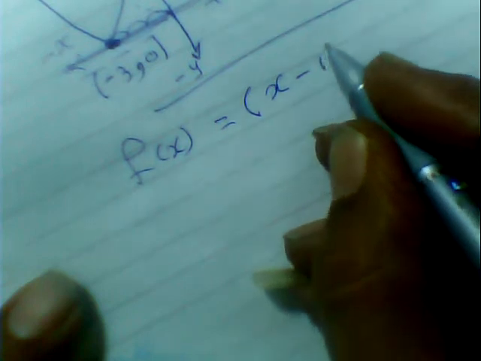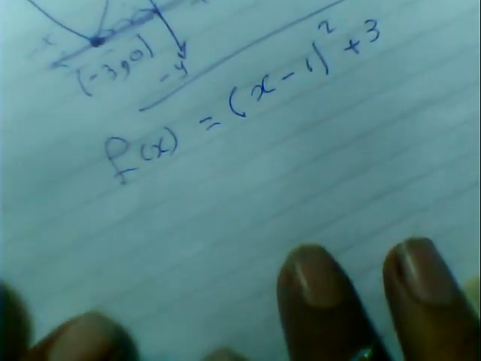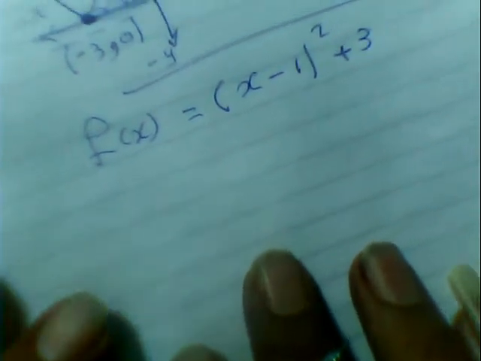f of x equals x minus 1 squared plus 3. How can we draw like this? So easy. Okay, you can look.